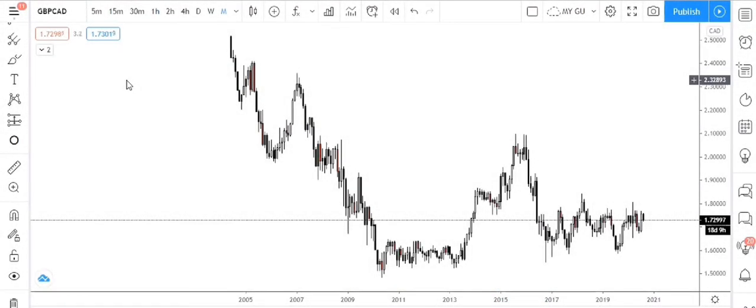So this is GBPCAD, it's finally time. Assuming that it is the beginning of the month, I always start by checking the monthly time frame. Every start of each month, I check and plot my important zones for that month, and also see where the trend is going.